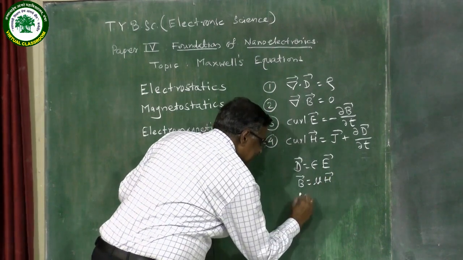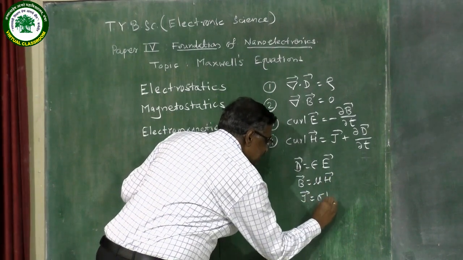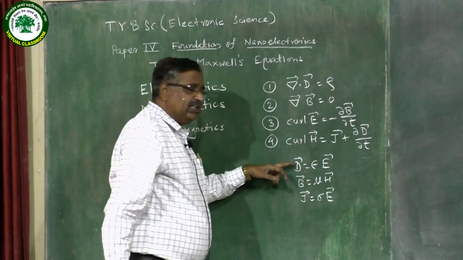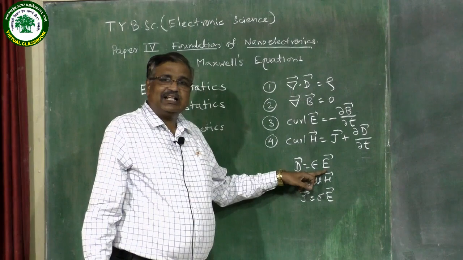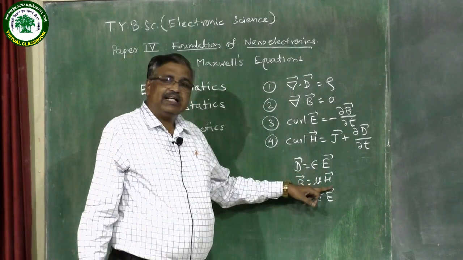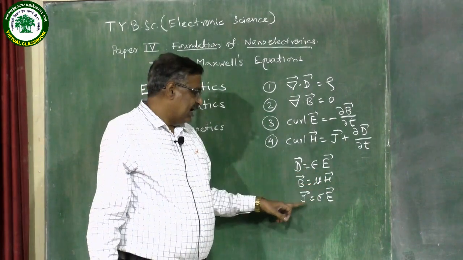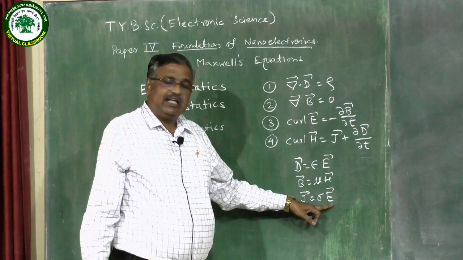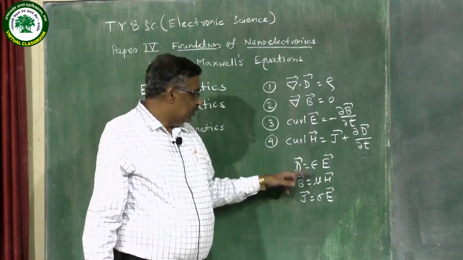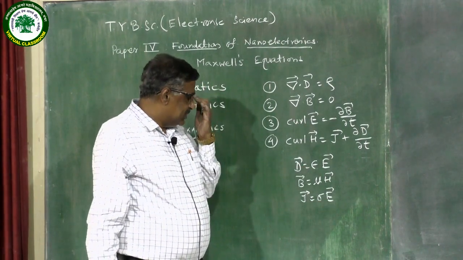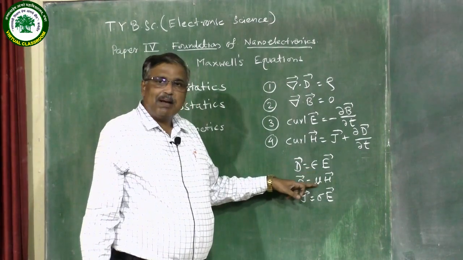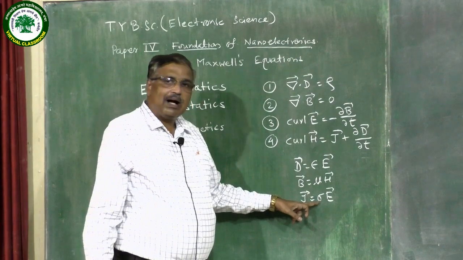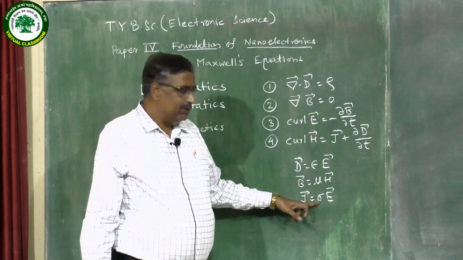And the third equation is vector J is equal to sigma into E. So these are the three subsidiary equations, where vector D is related with electric intensity E, vector B is related with magnetic intensity H, and vector J is related with electric intensity E. Epsilon is nothing but the permittivity of the medium, mu is the permeability of the medium, while sigma is known as the conductivity of the medium.